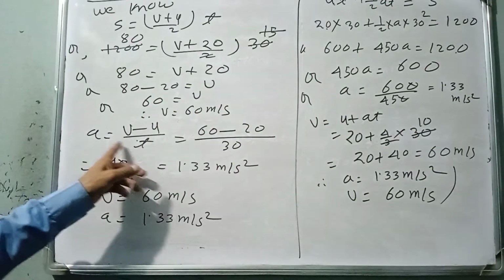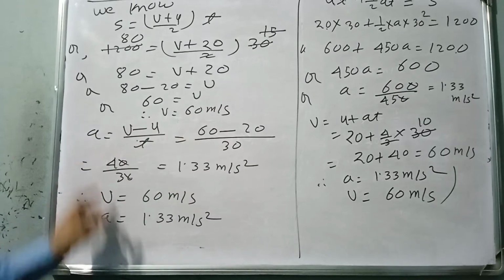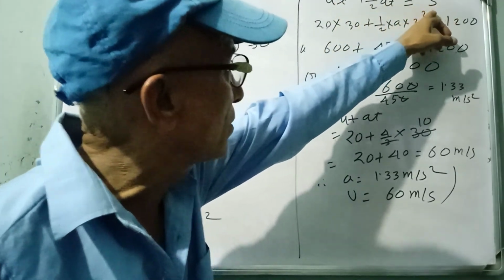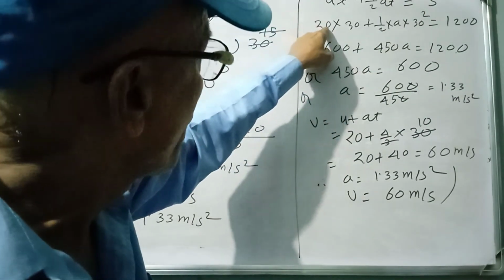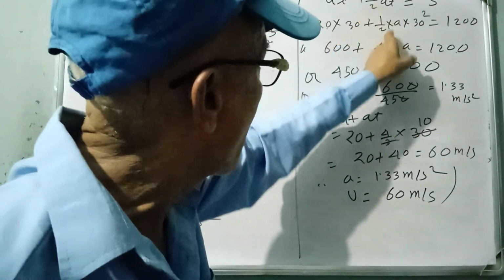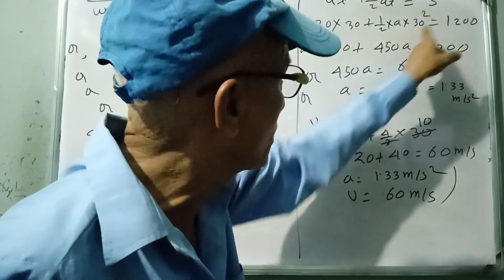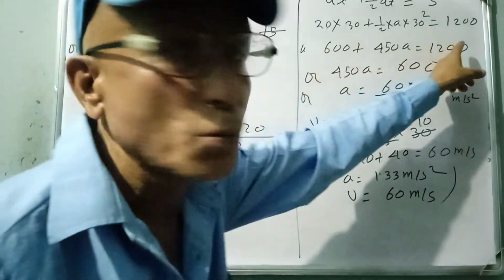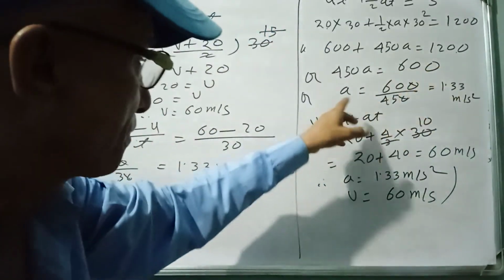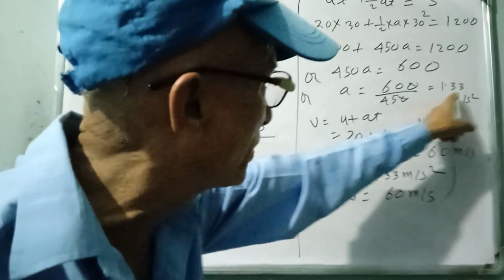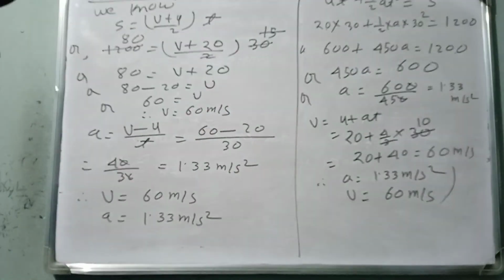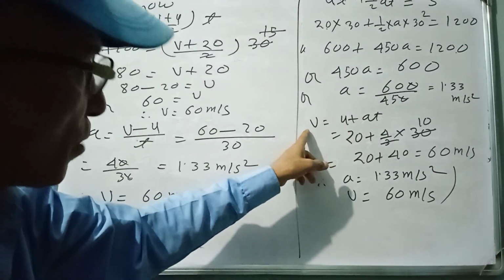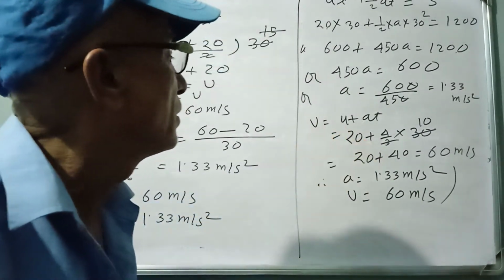First of all, find the value of v, final velocity, and find acceleration. Here ut plus half at square equal s, u 20 time 30 half a t square 30 square 450 लेखें, यहाँ आउँछ 450 a equal 1200 minus 600, 600, a equal 600 by 450, 1.33 meter per second square. Find the value of a, acceleration, then find the value of final velocity v. This was for today.